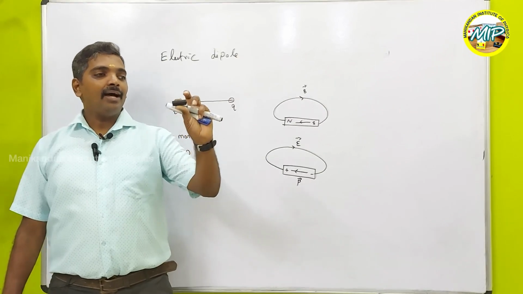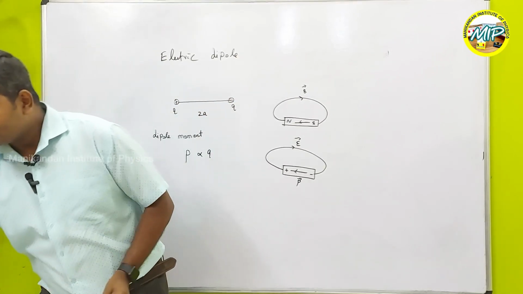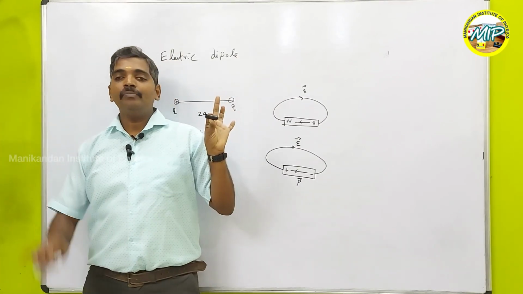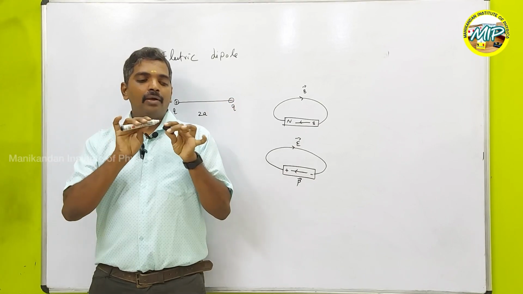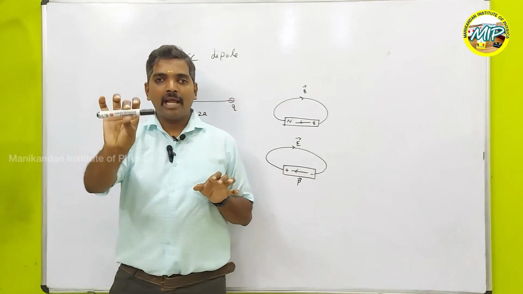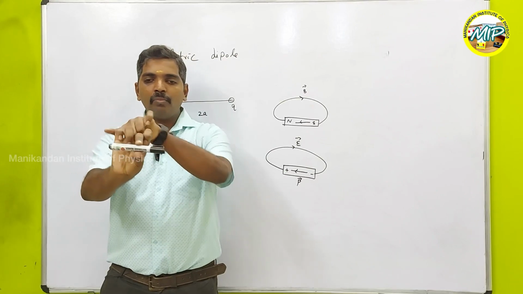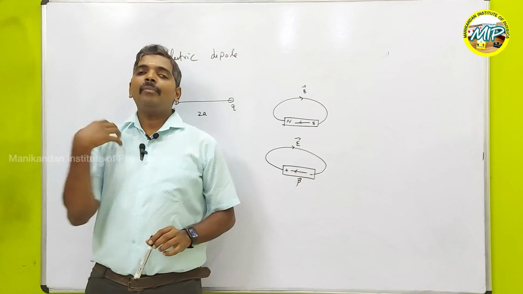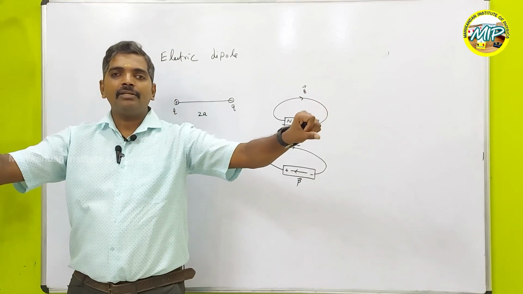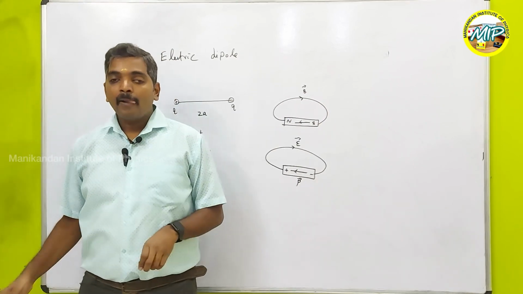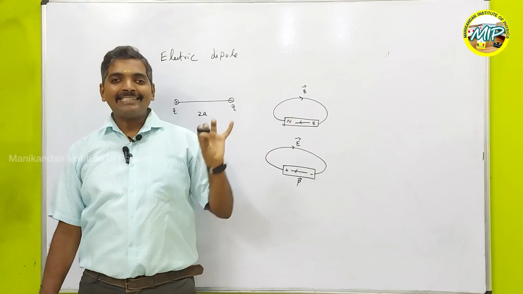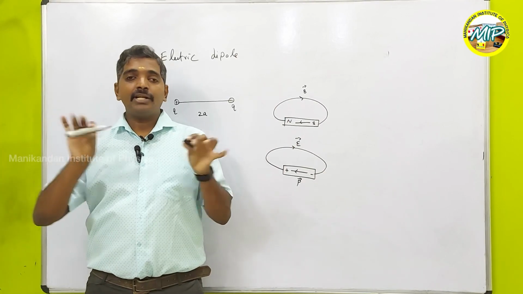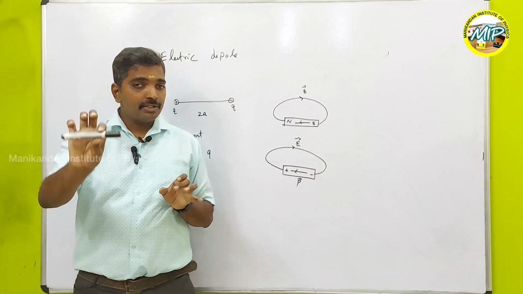See, for example, I have a plus 5 coulomb and minus 5 coulomb. Now it's a dipole. So my plus 5 coulomb and minus 5 coulomb are going to attract each other. The amount of work required to separate these charges will be some x. In the next case I have a plus 10 coulomb and minus 10 coulomb.